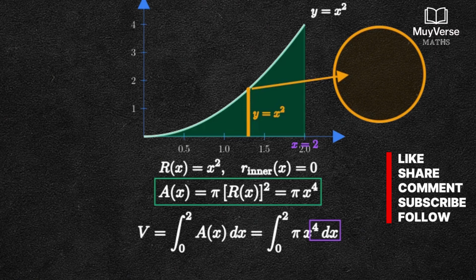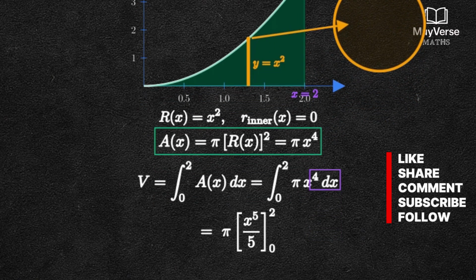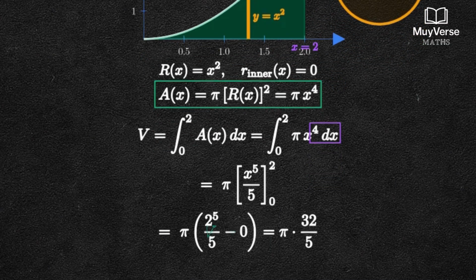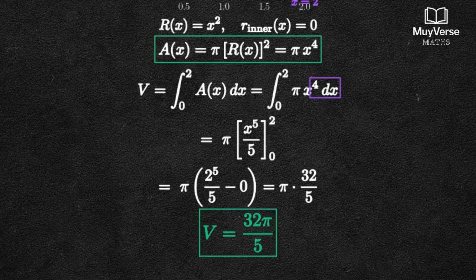Step 4. Compute the integral. The antiderivative of x to the fourth is x to the fifth over 5. Evaluate from 0 to 2 to get 32 over 5. Multiply by pi to get the final volume.